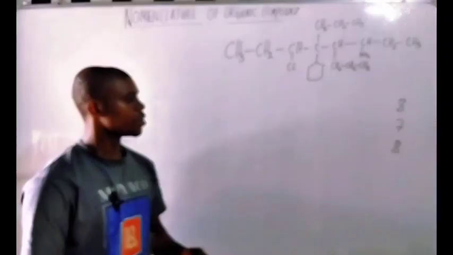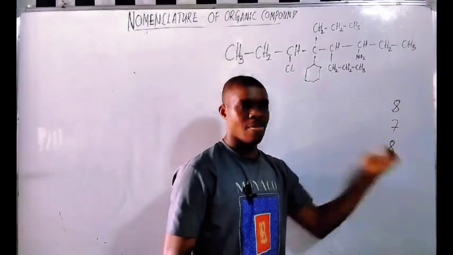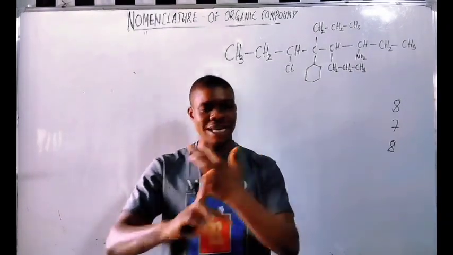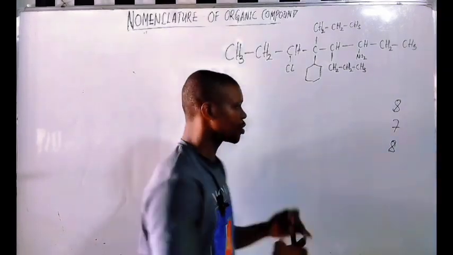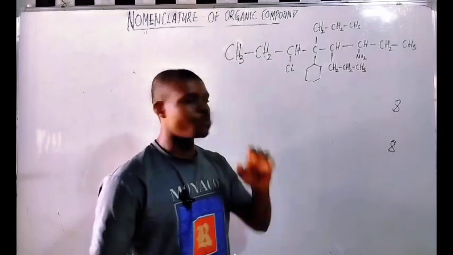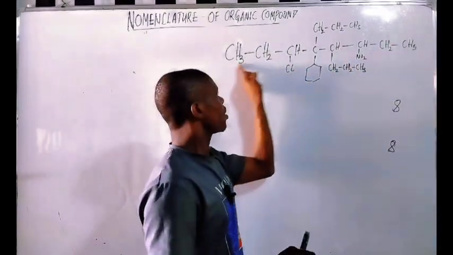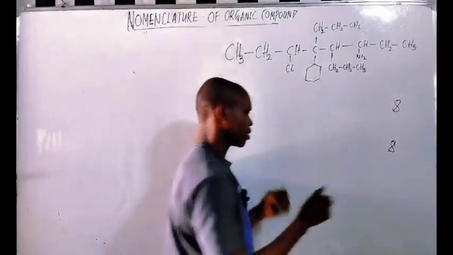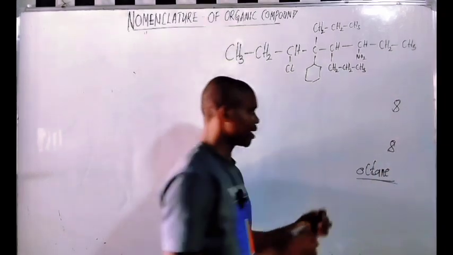Can you see that? So here we have 8, 7, 8, right? Now there are 3 chains here. We have the one that has 8 carbon atoms, the one that has 6 carbon atoms, and the one that has 8 carbon atoms. Of course, this 7 is out already. So the highest number, the chain is going to be either this one or this one, right? 8, 8. And the 8-membered alkane is called octane. It's called what? Octane.